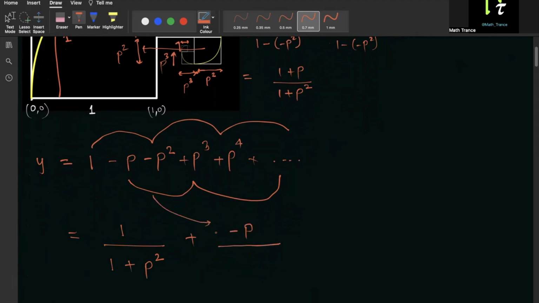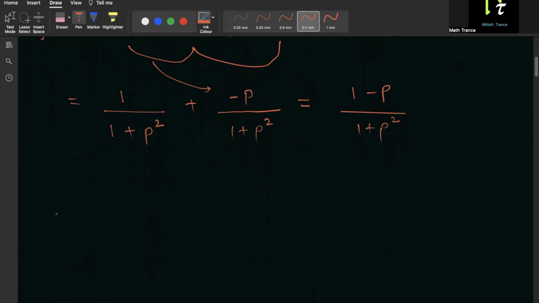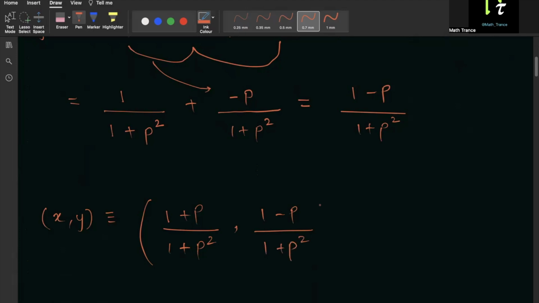for the second term, this GP has the first term as minus p, and the common ratio is minus p square. So it will turn out to be this, which is equal to 1 minus p upon 1 plus p square. So therefore, your x comma y, which are the final coordinates, are nothing but 1 plus p upon 1 plus p square and 1 minus p upon 1 plus p square.